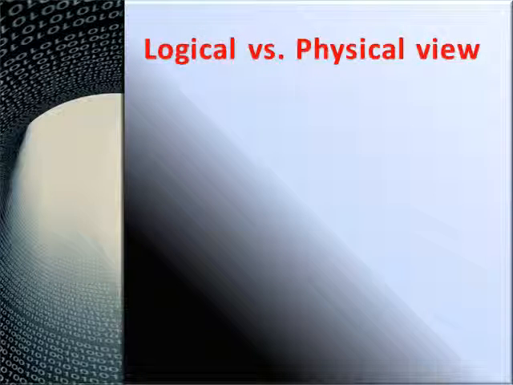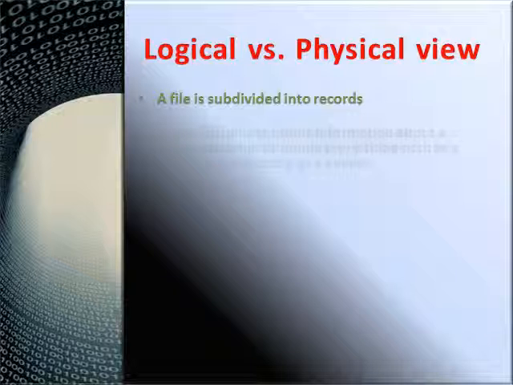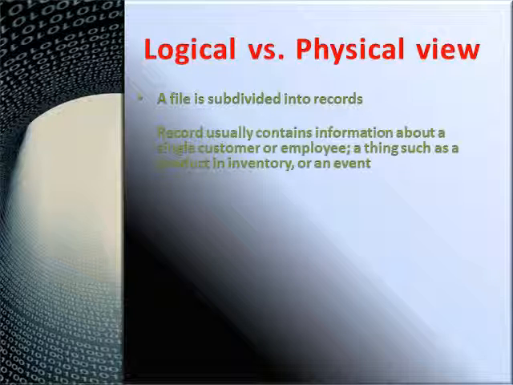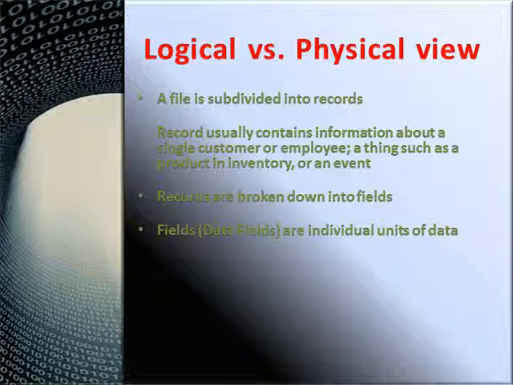Now we're going to look at the logical view versus the physical view. A file is subdivided into records. A record usually contains information about a single customer or employee, a thing such as a product or inventory, or an event. Records are broken down into fields. Fields, or data fields, are individual units of data.